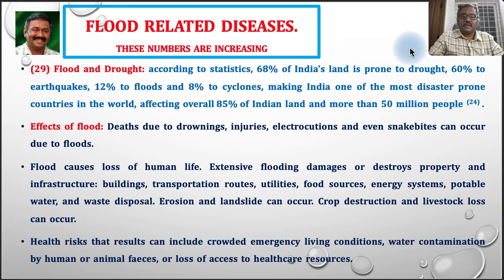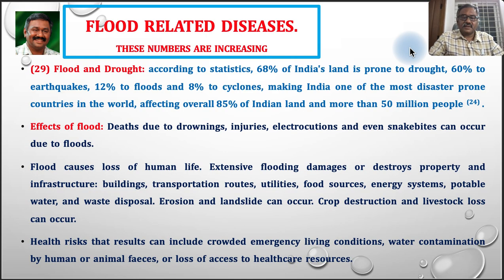Effects of flood. Deaths due to drowning, injuries, electrocution, and even snake bites can occur due to floods. Flood causes loss of human life. Extensive flooding damages or destroys property and infrastructure, buildings, transportation routes, utilities, food sources, energy systems, potable water, and waste disposal. Erosion and landslides can occur. Crop destruction and livestock loss can occur.